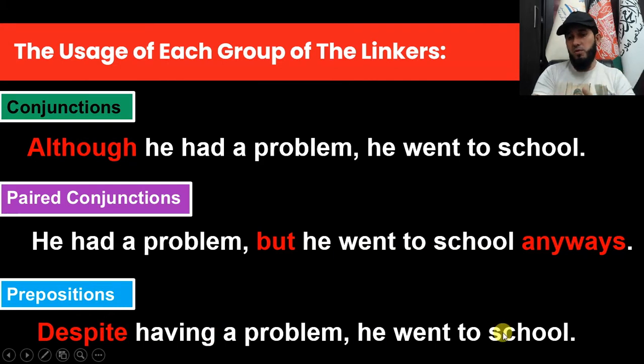Despite having a problem, he went to school. And you can change the positions. You can say he went to school despite having a problem, but in that case, you won't need a comma.